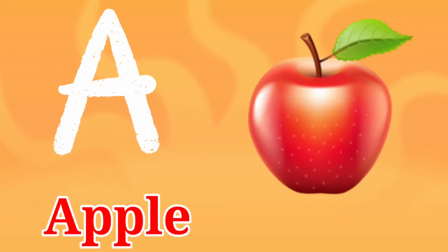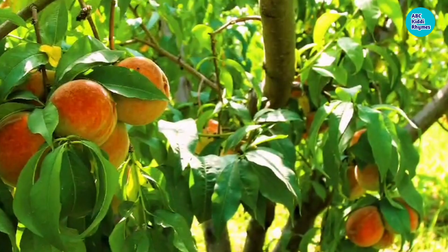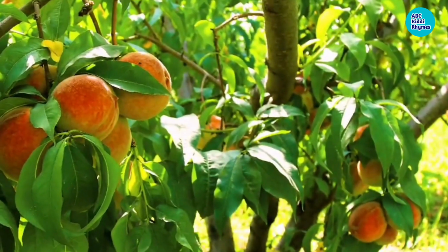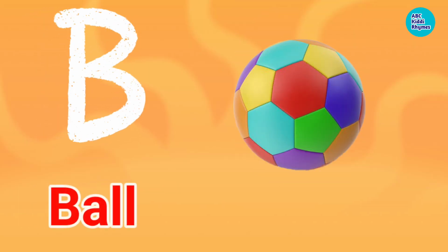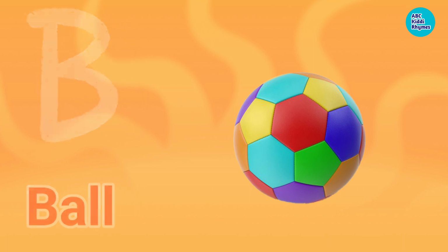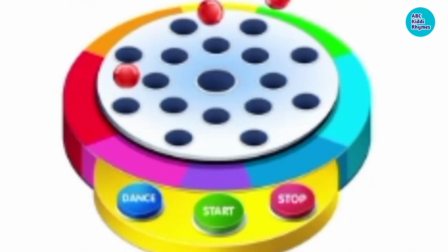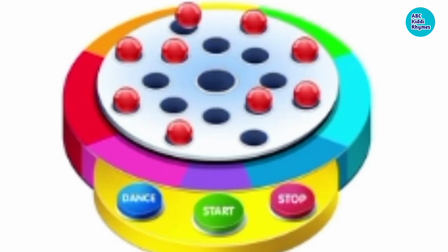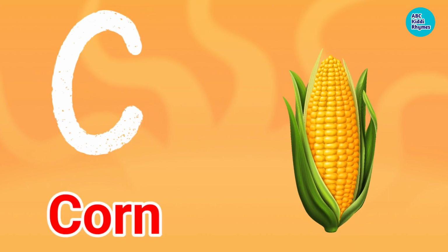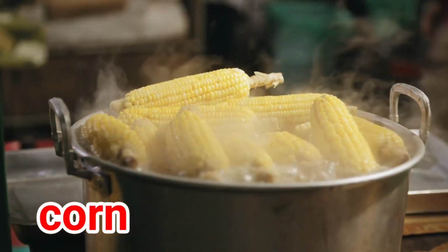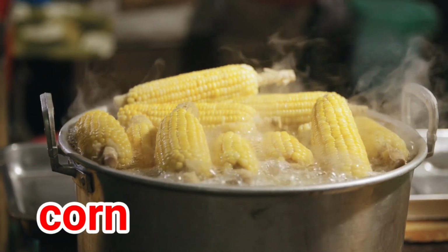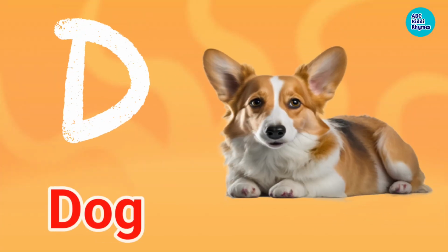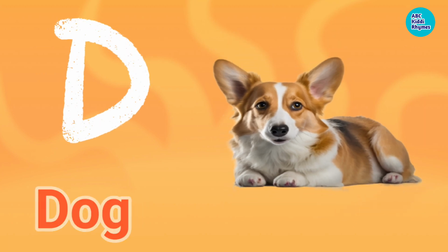Rhymes. A for apple. Apple means A. B for ball. Ball means game. C for corn. Corn means makka. D for dog. Dog means kutta.